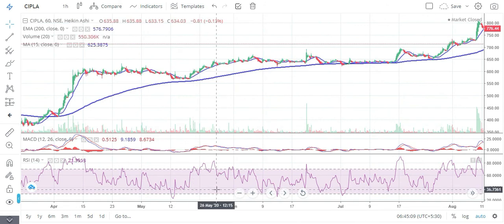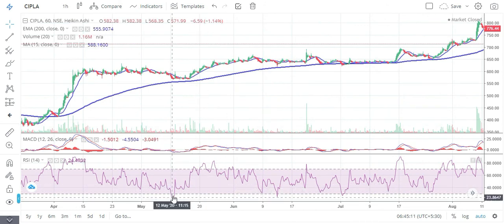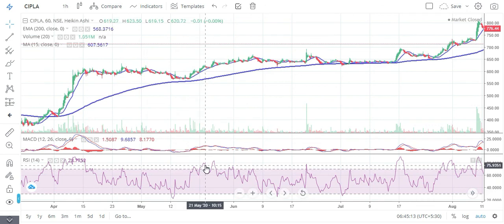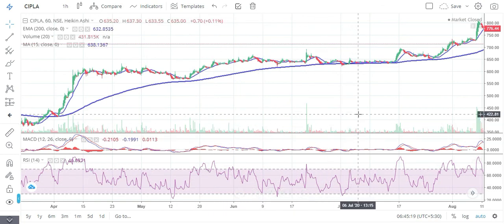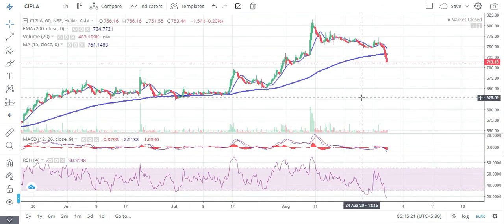You see, every time it's been oversold, it bounces back to overbought, and again from overbought it goes back to oversold. So that's how you're going to use the RSI indicator to buy trades and decide when you have to lock in profits.